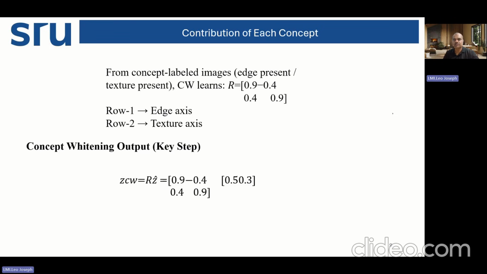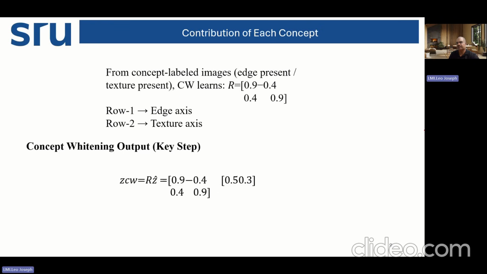You can see here 0.9, minus 0.4, 0.4, 0.9. What is the meaning of this? The diagonal values you can check, they are equal. That means row 1 corresponds to the edge axis and row 2 corresponds to the texture axis. In row 1, 0.9 gets the high weightage and minus 0.4 will be the least. When rotating, this will come down, that is, 0.4 becomes the first element and 0.9 becomes the second element. So based on the rotation, the concept whitening is assigning this data. If it is 0.9 and minus 0.4, it is edge; 0.4 and 0.9 means it is texture.